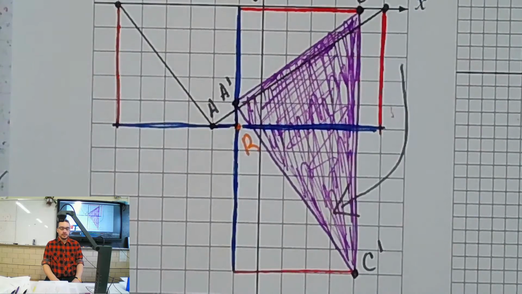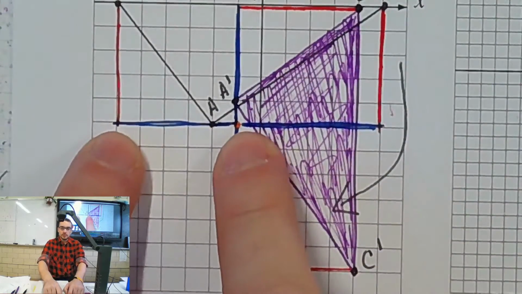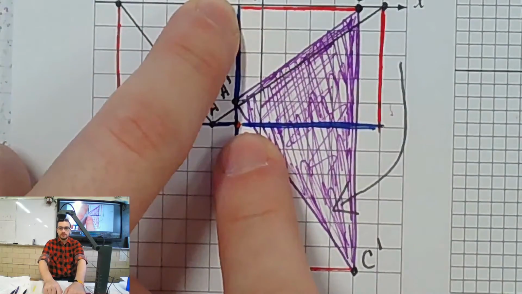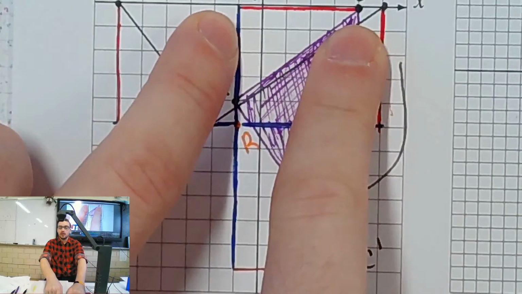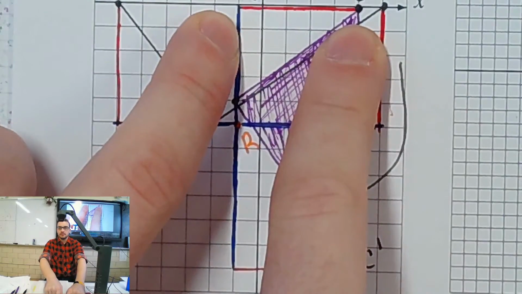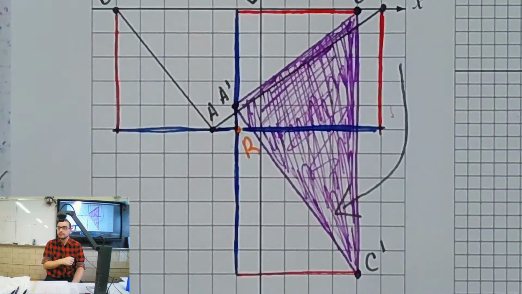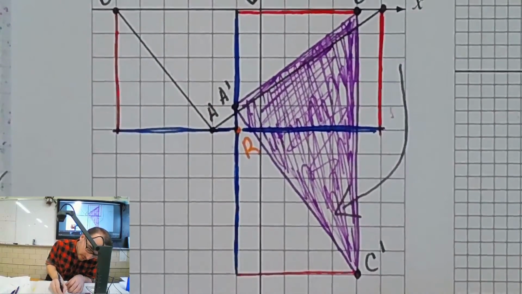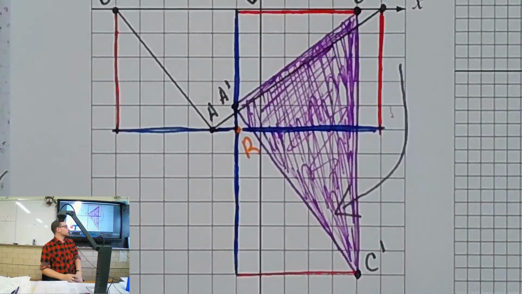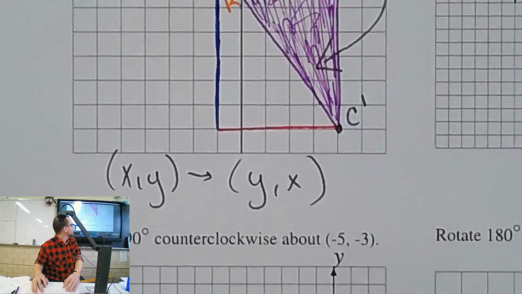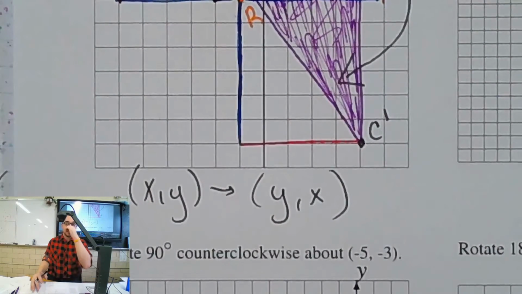Look at our L's. What once was horizontal became vertical. What once was vertical became horizontal. Our X's and our Y's switched spots. Yes? So it goes from vertical to horizontal because it's 90 degrees. So our rule is going to be X's and Y's switch spots because vertical became horizontal, horizontal became vertical, right? So that's our rule. But also we had a sign change.